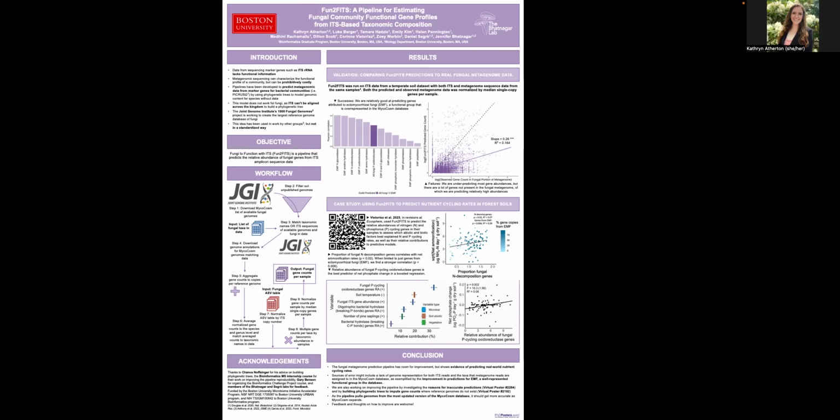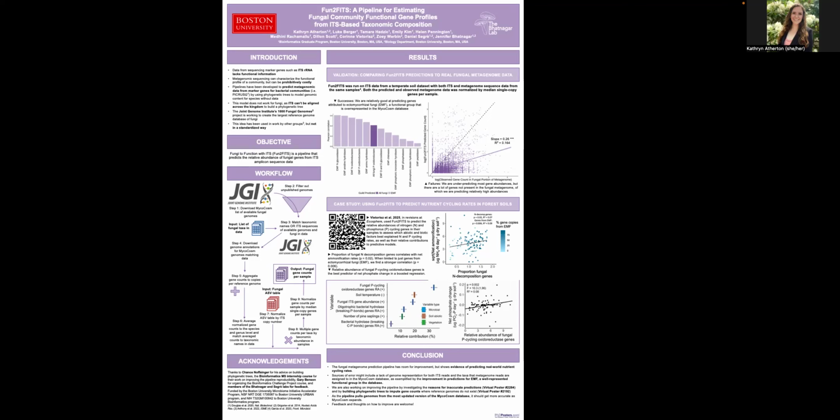We developed Fun2FITS, short for Fungi to Function with ITS, a pipeline that predicts the relative abundance of fungal genes in a sample based on ITS amplicon sequencing data. Let me walk you through how the pipeline works. We begin by downloading the list of available fungal genomes from Mycocosm and filtering out any unpublished genomes. The pipeline then matches the fungal taxa in your data to genomes in Mycocosm, either by name or ITS sequence. Once we have those matches, we download the gene annotations from Mycocosm and aggregate the gene counts per genome. These are then averaged to the species and genus level and matched to the taxa in your amplicon data.